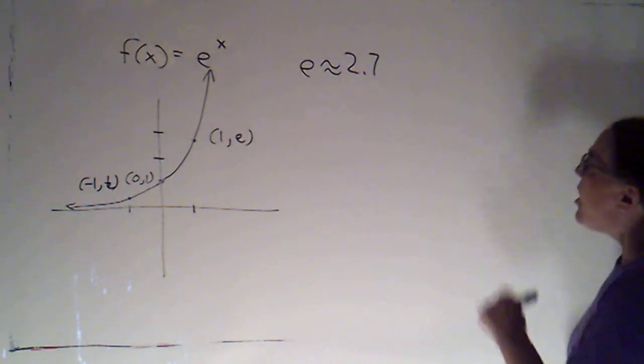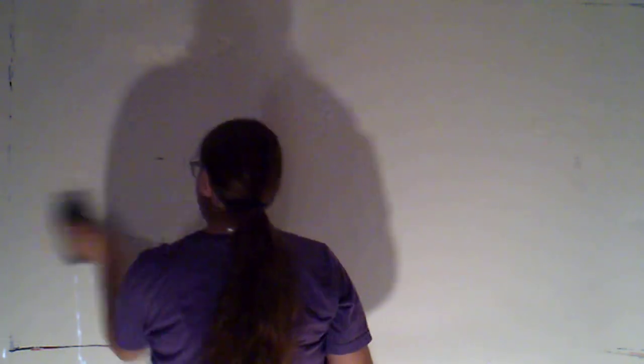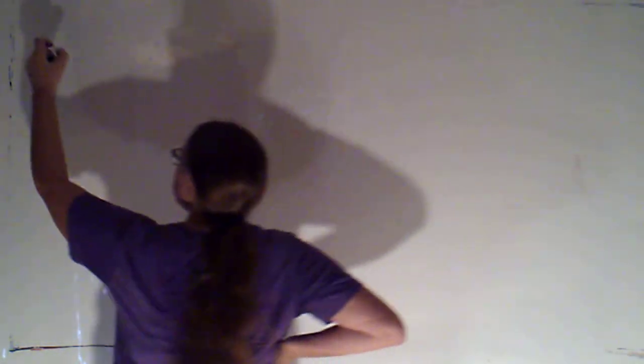All right, what I want to do next is start taking a look at some transformations of graphs. So back in the first chapter, I think it was the first chapter, we looked at transformations of graphs. Now we've got new parent functions. We can take an exponential function as our parent function. So here's what I want to do. I want to do 2 things.